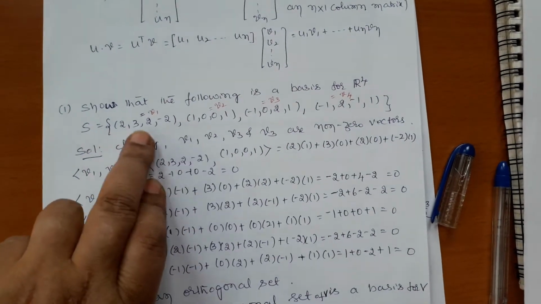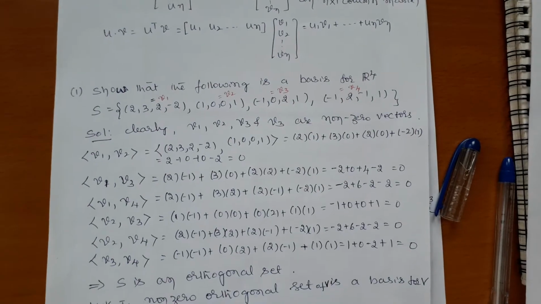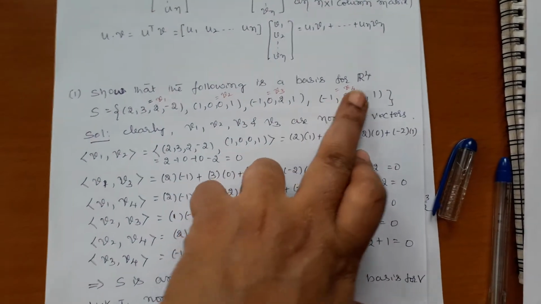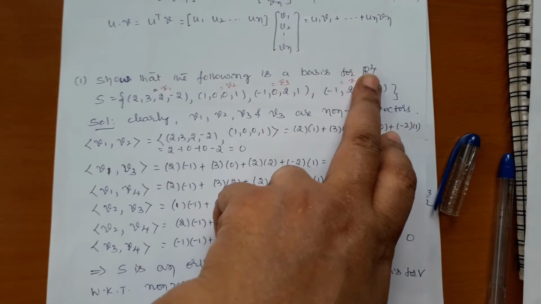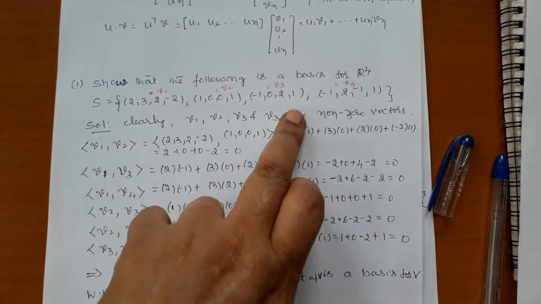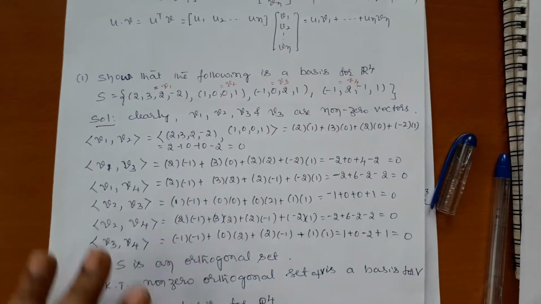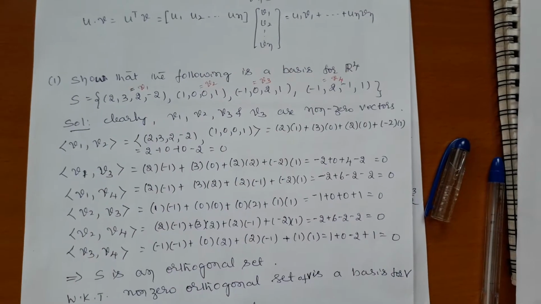They are given S having 4 vectors. Each of the vectors has how many components? n components, because they are asking about Euclidean space, the dimension is 4. Now, for a basis, first I am going to take these as V1, V2, V3, V4 for convenience. First I have to verify whether these vectors are non-zero.